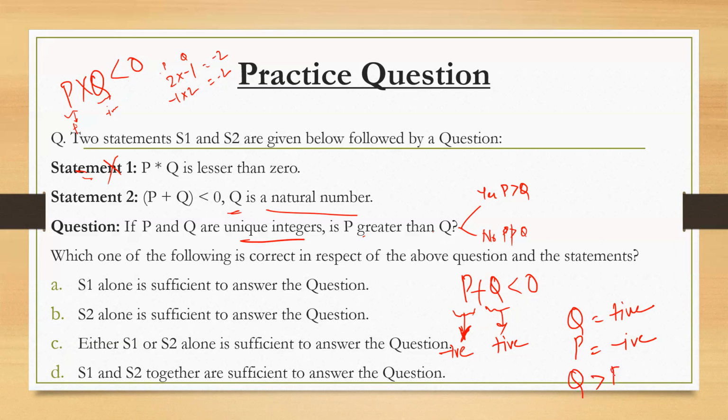Q is greater than P, right? Q is positive, P is negative. So Q is greater than P. So am I getting a definite answer here? Is P greater than Q? From statement 2, I am getting a definite no. That is, P is not greater than Q. It's the other way around. Therefore, statement 2 is sufficient to answer my question.